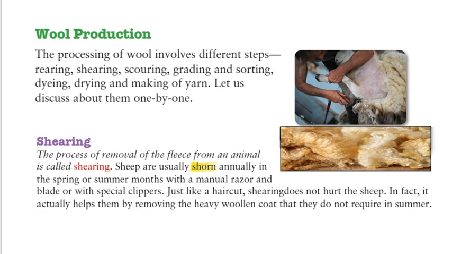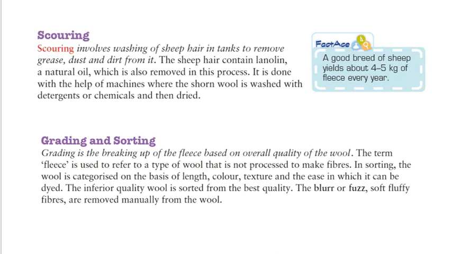Now the second one is scouring. Clear? Scouring involves the washing of sheep hair. After the sheep hair is cut, the second process is washing the sheep hair in a tank to remove the grease, the dust, and also the dirt from the hair. Clear? So scouring means washing of the sheep hair, and you have already seen the animated video which I gave you in the last lecture.